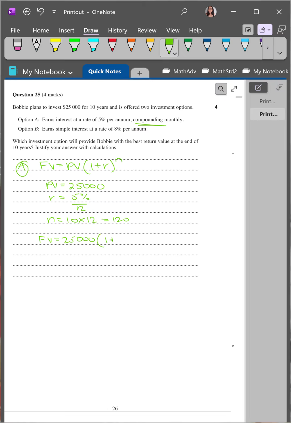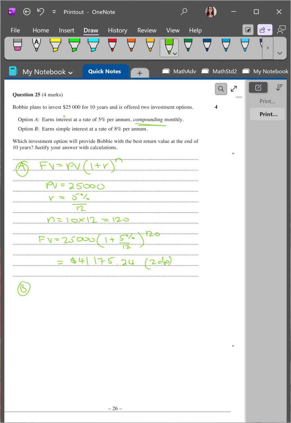So if we put these values into the formula, the future value is going to equal 25,000 times 1 plus 5% over 12 to the power of 120. And that is going to equal $41,175.24 to 2 decimal places. So this is option A.